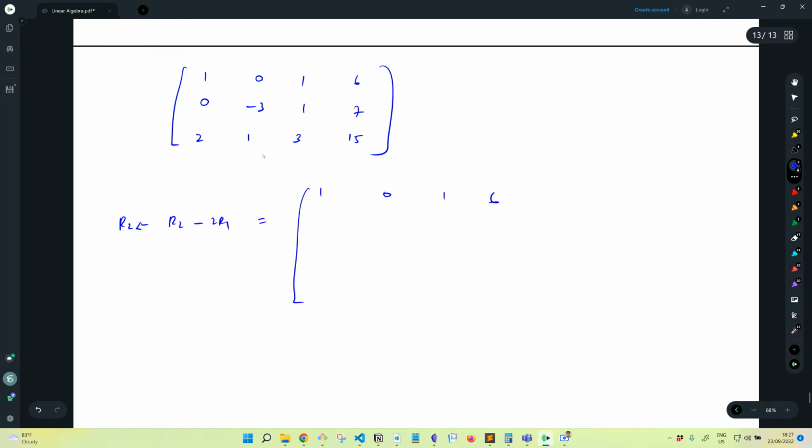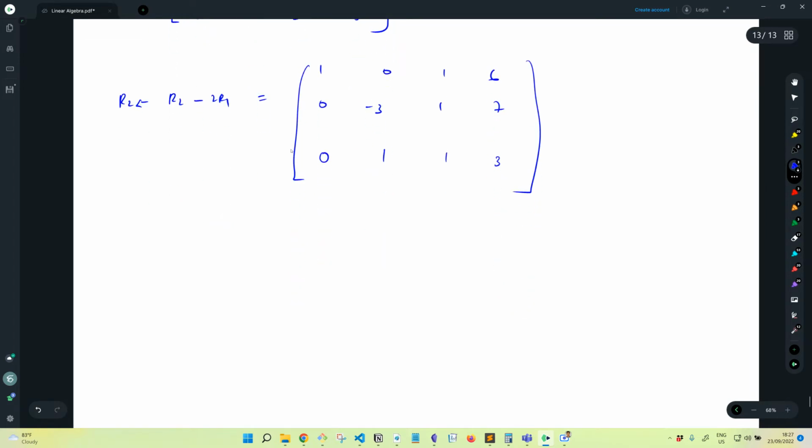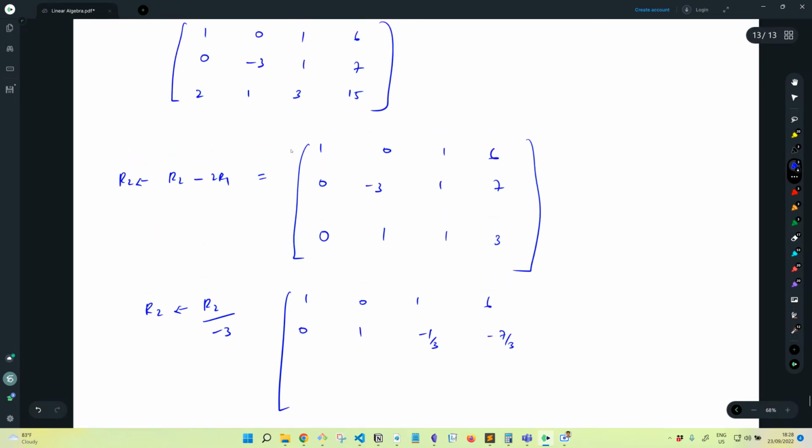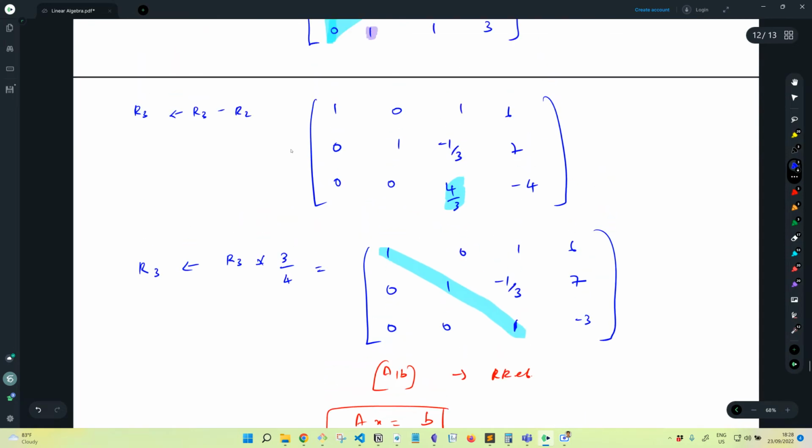R2 minus 2 times R1. This will be 1 0 1 6, 0 minus 3 1 7. 2 minus 2 is 0. 1 minus 0 is 1. 3 minus 2 is 1. 15 minus 12 is 3. Then R2 equals R2 divided by minus 3. This will give me 1 0 1 6, 0 1 minus 1 by 3, minus 7.